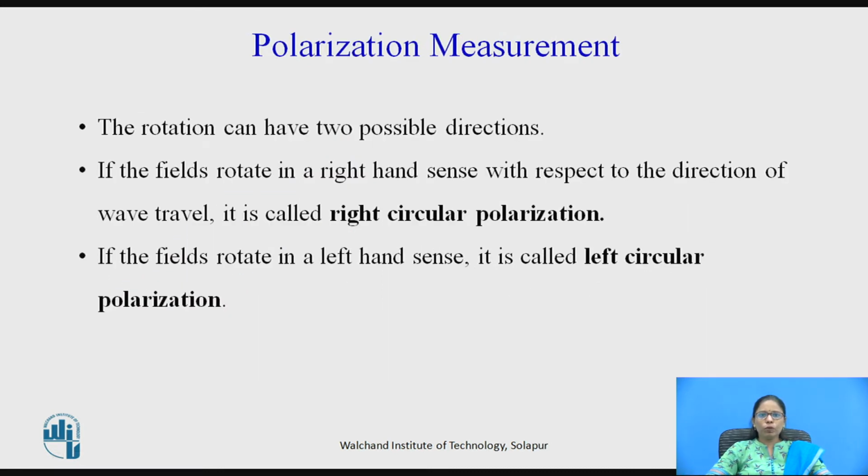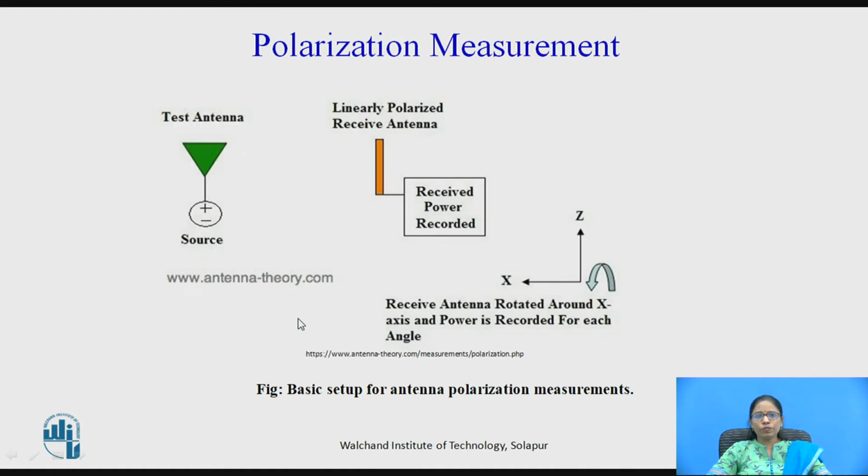How to measure the polarization of an antenna? The rotation can have two possible directions. If the field rotates in the right hand, it is called right-hand polarization, and if the field rotates in the left hand, it is left-hand polarization. That is okay, but how do we measure the polarization?